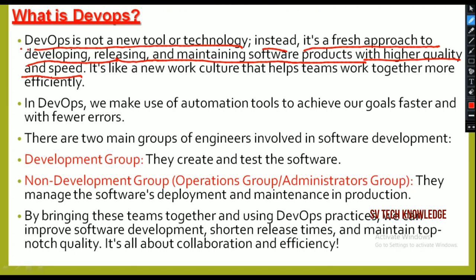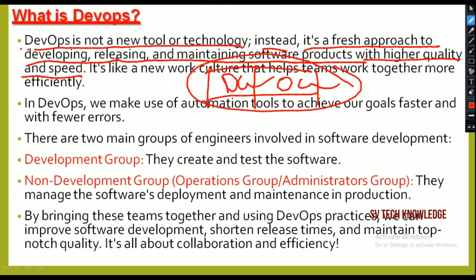If we go to earlier versions in the software industry, there is a development team and an operations team. They work individually, and because of that, the project is going to be late and quality less. By this process or by this culture, DevOps, the development team and operations team collaborate and work together as a DevOps engineer. So it's like a new work culture that helps teams work together more efficiently.